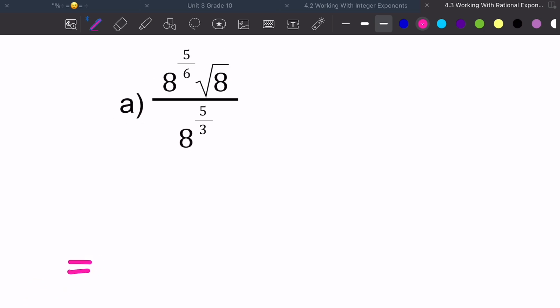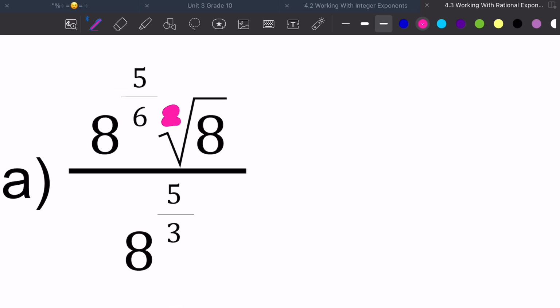Okay. First thing, if you see a radical, get rid of it. We do not want the radical. We're going to convert it to an exponent. So my first one, I've got 8 to the power of 5 over 6, and then this is saying times the square root of 8. What could that look like?